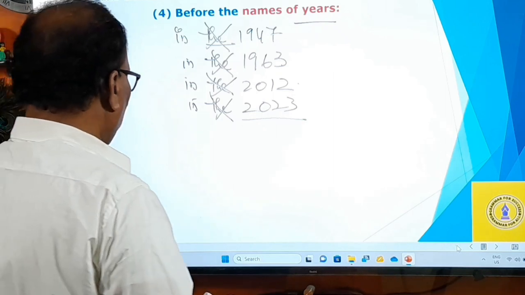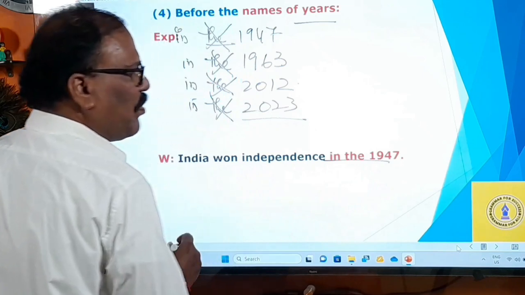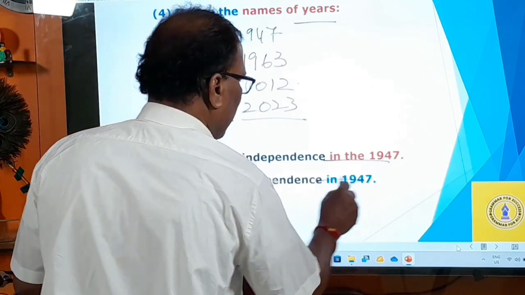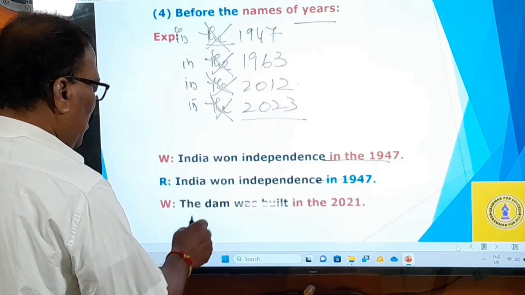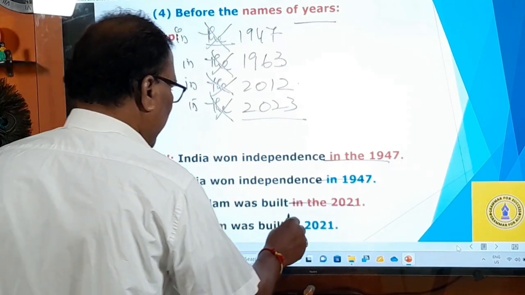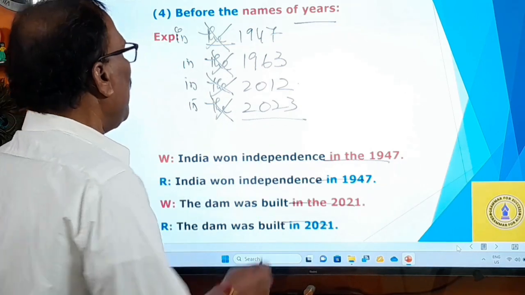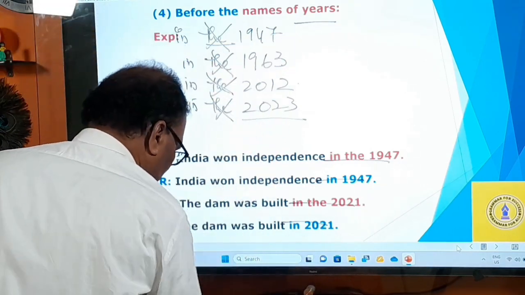And some examples I would like to give you here. India won independence in the 1947. No, we have to say in 1947. And one more example: the dam was built in the 2021. We have to say the dam was built in 2021. Before all these names of years, we should not use any article.